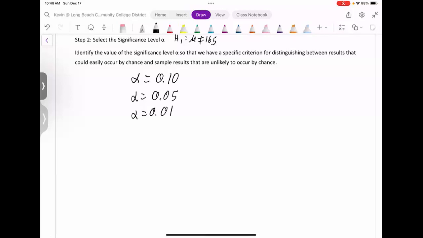It doesn't have to be 10, 5, or 1%. It can be anything. In fact, in ALEKS, you'll run into a few that are like 2% or something that's different from these three, which is fine. We just need to know what to do with them once we get them.